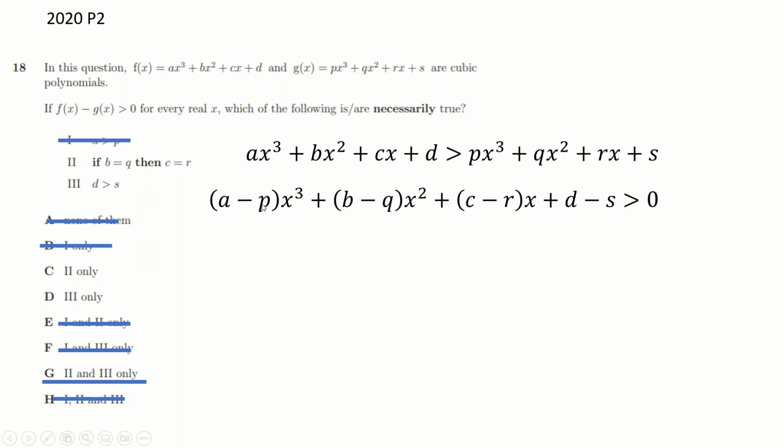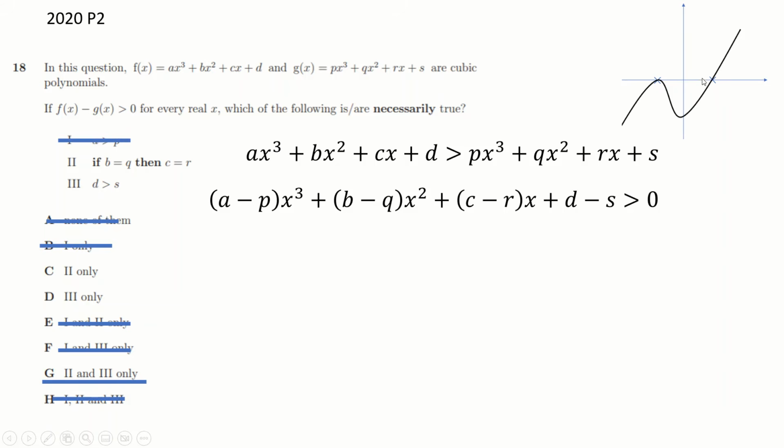Now, the issue here is that this is a cubic, right? This is a cubic graph. And now what do we know about cubics? Well, we know cubics definitely have a root. They definitely start down here and end up here, or start over here and end down here. But either way, cubics are not always positive.